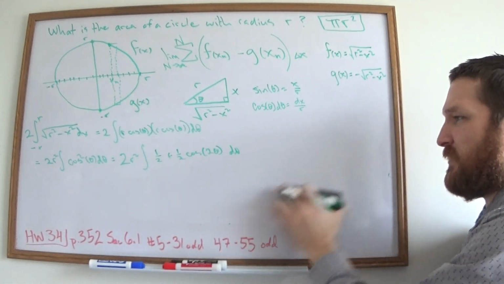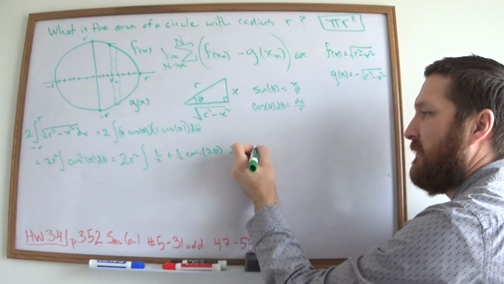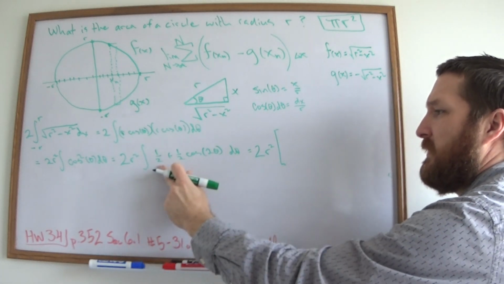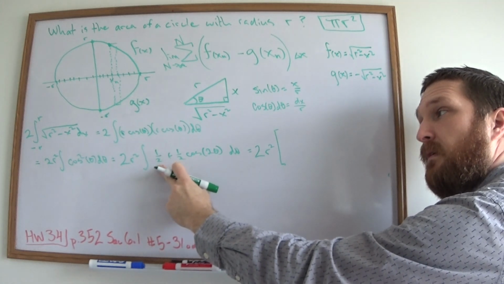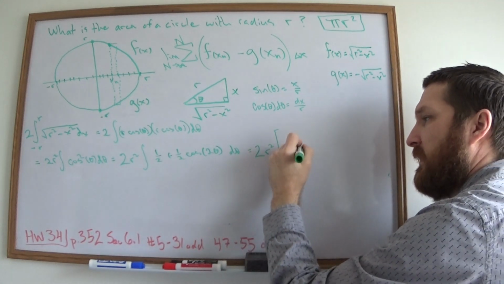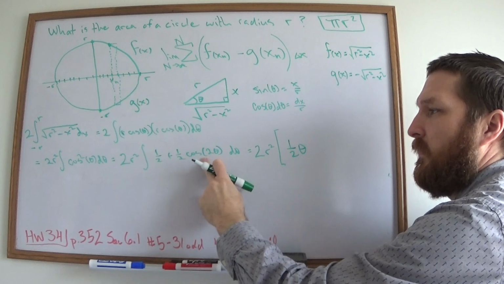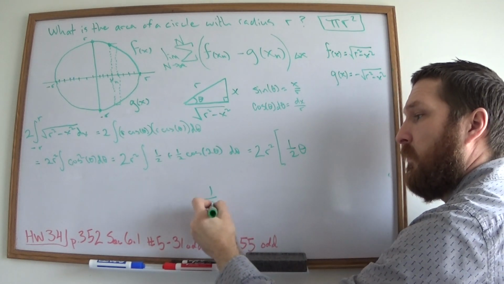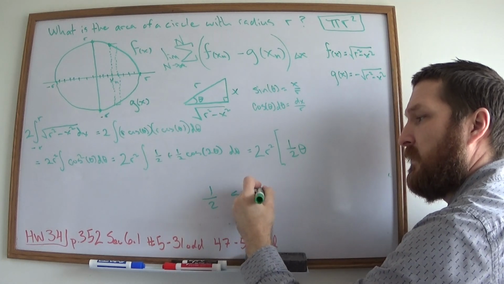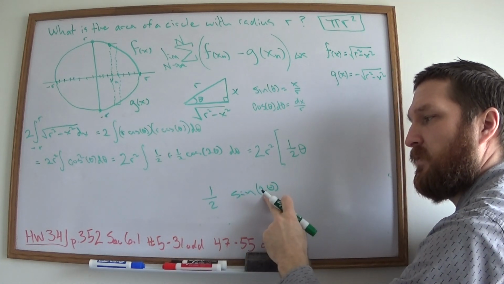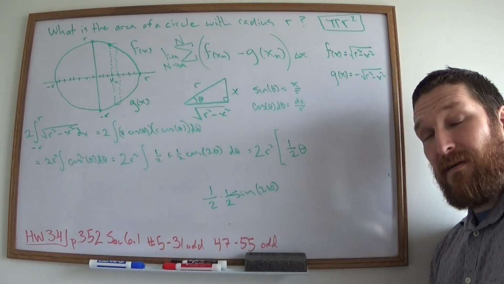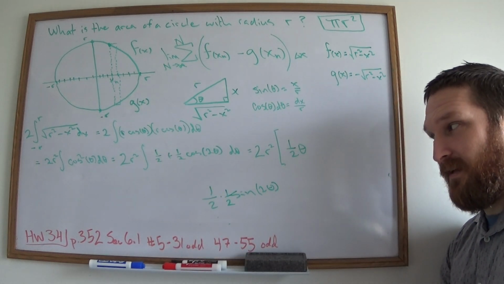Okay, let's do that antiderivative. We have 2r squared on the outside. Now, the antiderivative of this with respect to theta: 1/2 theta, plus 1/2 sine 2 theta. But what happens to that 2 theta? That 2 is going to have to come downstairs, so it's 1/4. Yeah, careful about that.